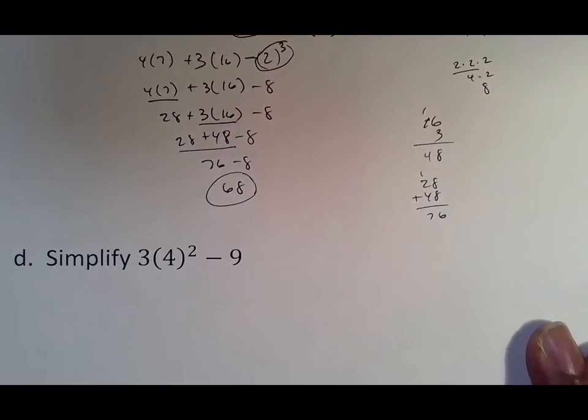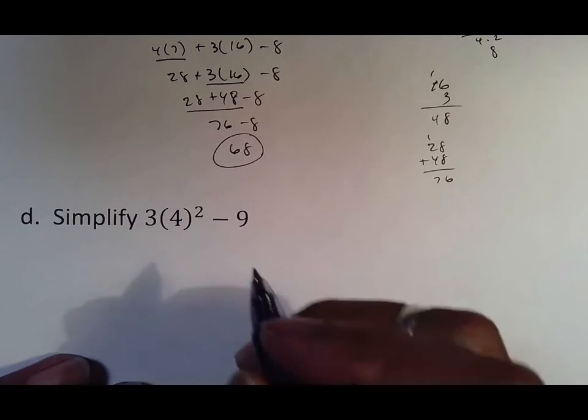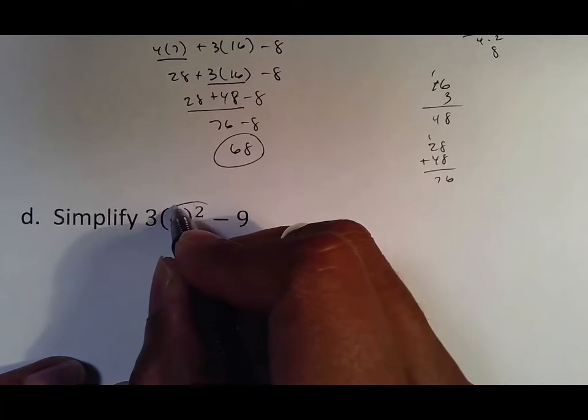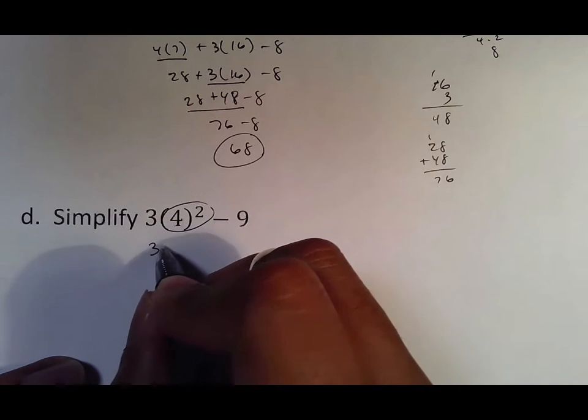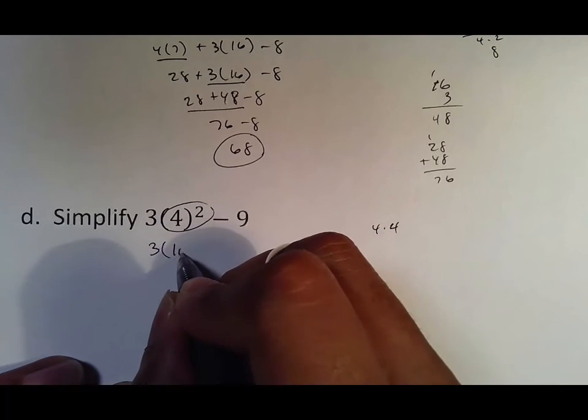Then real quick, try letter D, just to see if you've got it. 3 times 4 squared minus 9. I'll go ahead and work it out now. Can't do anything while this exponent's here, so I've got to copy my 3. 4 squared means 4 times 4, which is 16.